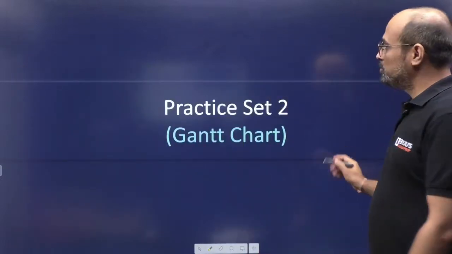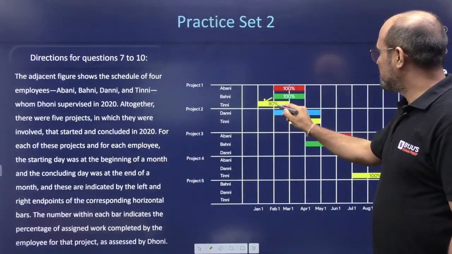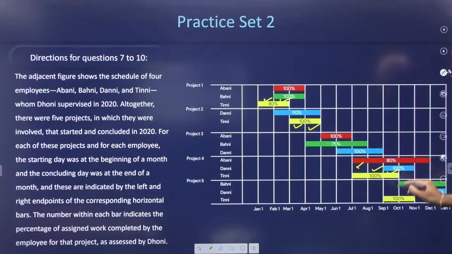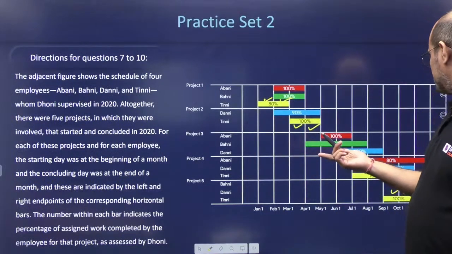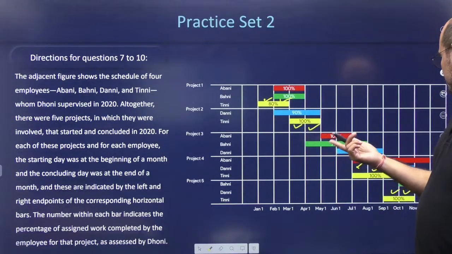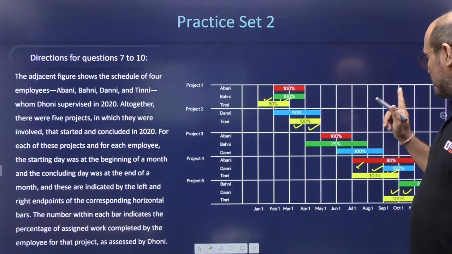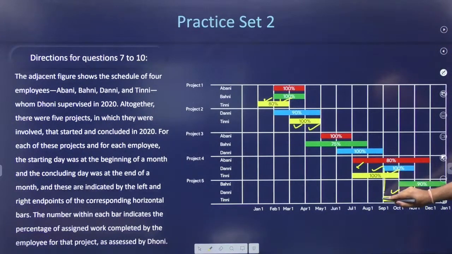So if we count the total number of months, this is 1 month, 2, 3, 4, 5, 6, 7, 8, 9. So Tinni worked for 9 months out of 12 months. Okay. If I talk about Tinni, it's not 9 months. So can you see that there is an overlap here?